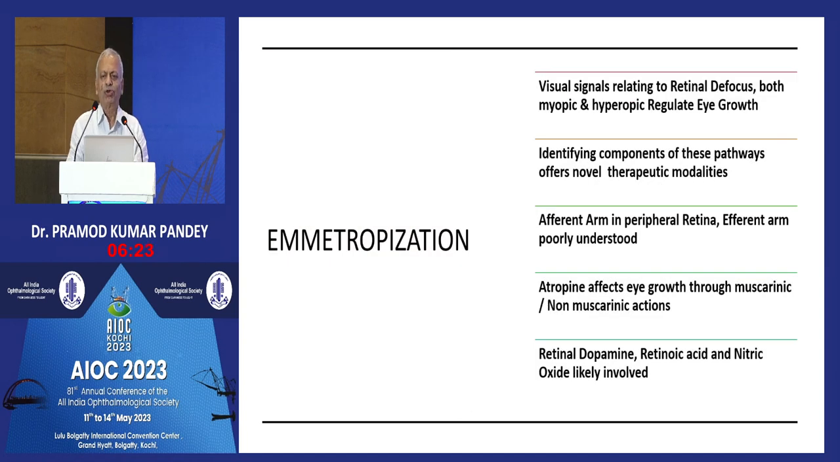Now, emmetropization: as we were talking, we came from the ocean, so this is a very important aspect we have to understand, that the visual signals relating to retinal defocus, both myopic and hyperopic, regulate the eye growth. So identifying components of these pathways offers novel therapeutic opportunities. There is an afferent arm, in the peripheral retina, which we use for DIMS and all those devices. The efferent arm is poorly understood. Atropine affects eye growth through muscarinic and non-muscarinic actions, and retinal dopamine, retinoic acid, and nitric oxide are likely involved. Dopamine is a very important component in this; melatonin and dopamine are related, and the pineal gland is also related to that extent, we can say.